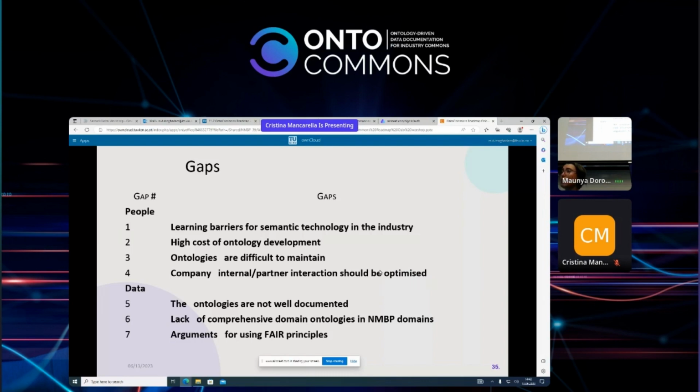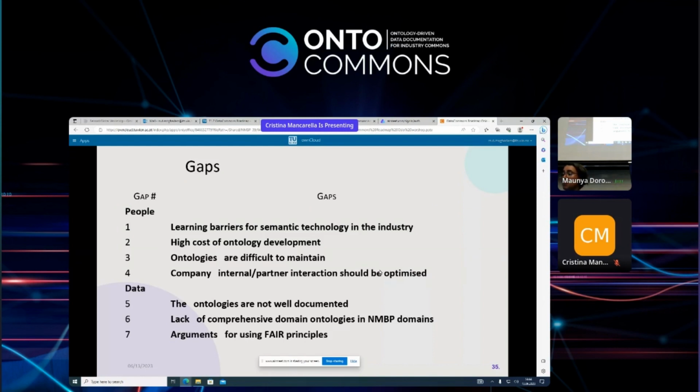Also, company-internal and partner interaction should be optimized, because at the moment the common language is missing. So people would still need some kind of translator between the companies talking. One has a higher level on the ontology domain, the other not so much, and this is difficult to leverage at some point. The ontologies are not well documented, the ones that they can find. There's even a lack of comprehensive domain ontologies in all these domains that we are talking about, manufacturing and materials. People cannot find ontologies, maybe because they are not well documented, and in the internet or in whatever repositories they are.